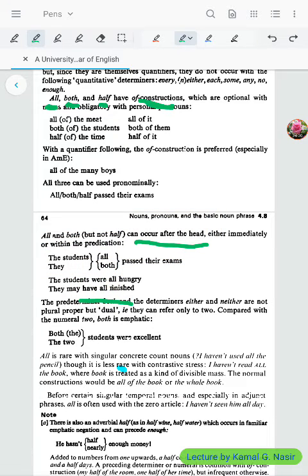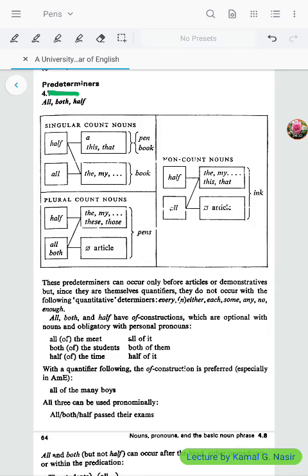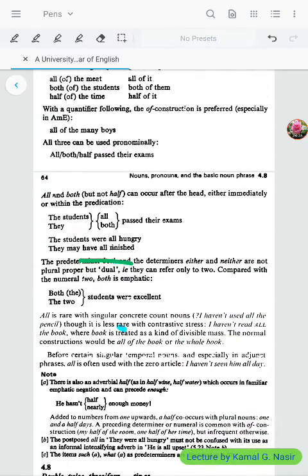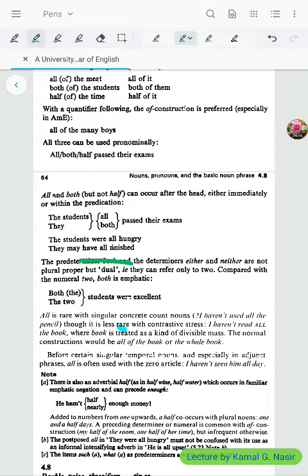All hungry: the students were all hungry; they may have all finished. You see, it is not after the head directly, but it is after the verb phrase, and also it is regarded as after the head, or immediately within the predication. The predication is the verb phrase and what comes after.